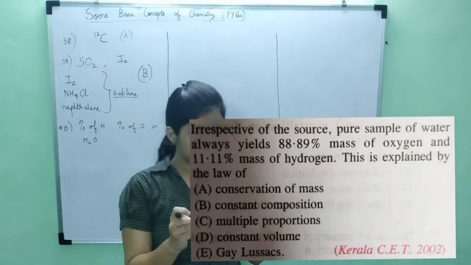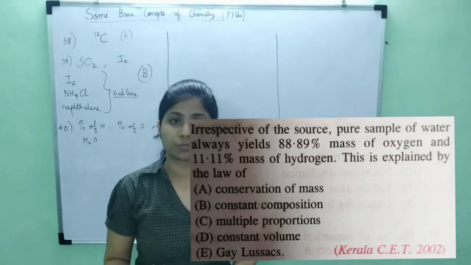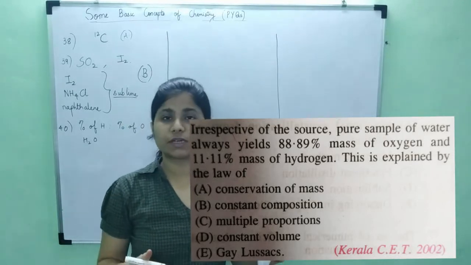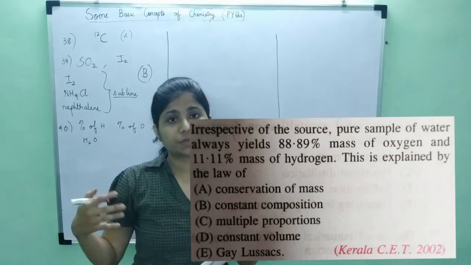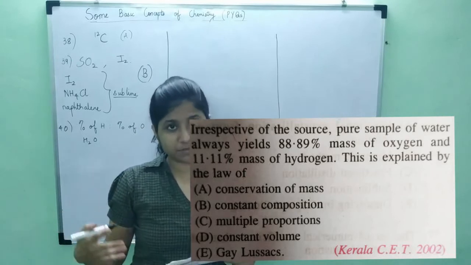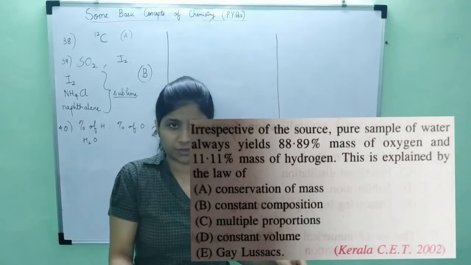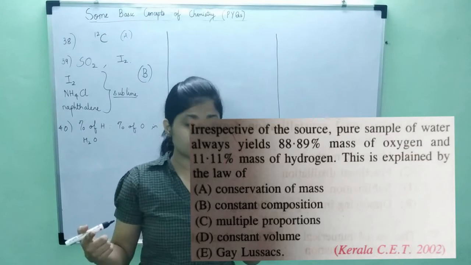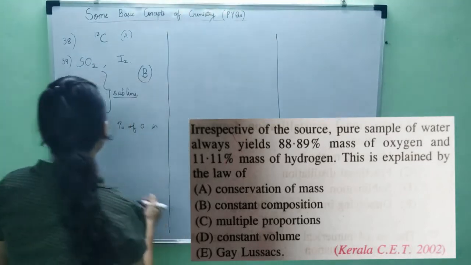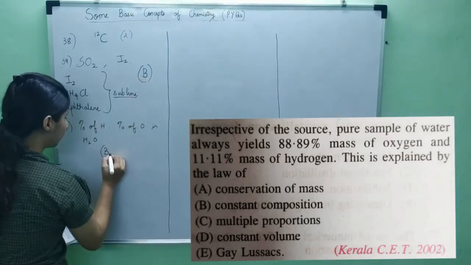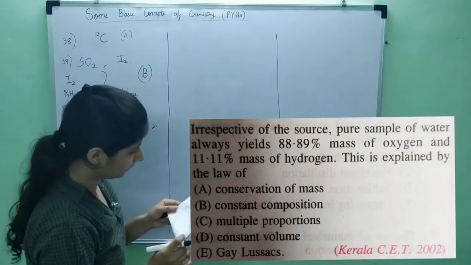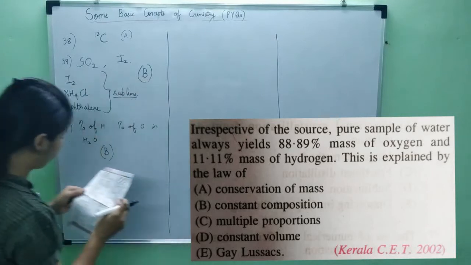This is explained by the constant composition, because in conservation of mass we actually need some chemical or physical reaction taking place, and then we can say the total mass of the reactants is equal to the total mass of the products. So this is not the case. Constant composition is the answer. So at any place, irrespective of the source, the composition is constant, right? And the others are also not the right answers.